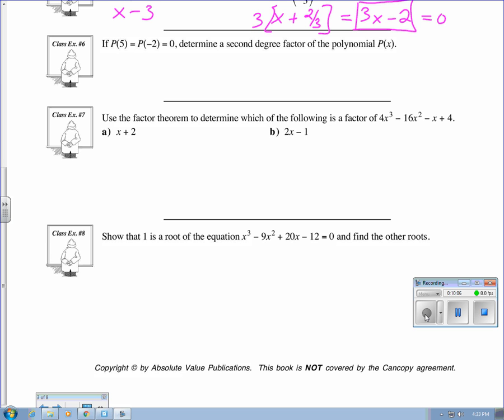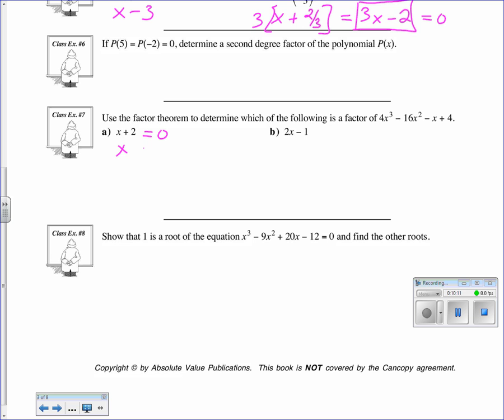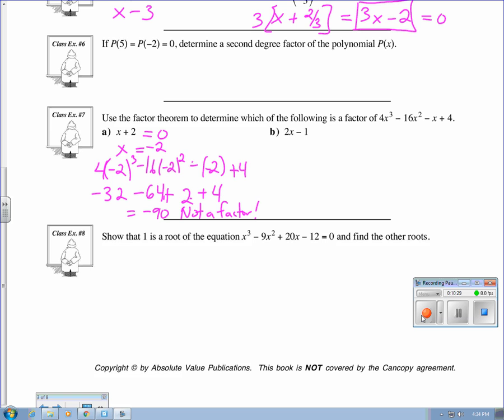So instead of doing 2 divisions, I get to do 2 substitutions. Which of the following is a factor? Solve for 0. x plus 2 equals 0. x equals minus 2, plug in. 4 times minus 2 cubed minus 16 times minus 2 squared minus 2 plus 4. So after plugging in minus 2, I generated minus 90, which is horrible. That's not 0. So x plus 2 is not a factor.